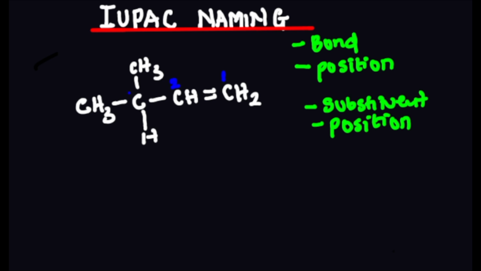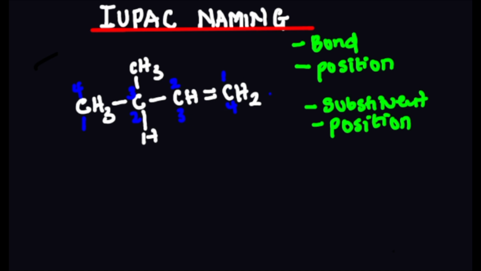1, 2, 3, 4. If I number like this, that's basically backward, and if I number forward 1, 2, 3, 4, it basically means if I consider backward here, the double bond is on position 4. And if I'm considering the forward numbering, the double bond is on position carbon number 1, between 1 and 2, and this is between 3 and 4.